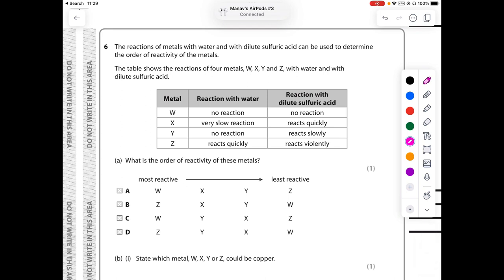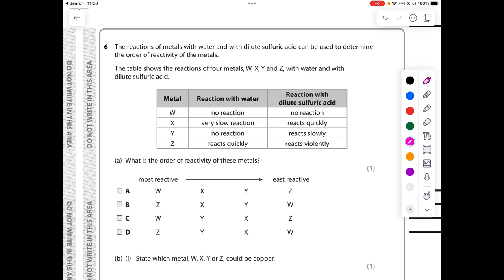Question number 6. The reactions of metals with water and with dilute sulfuric acid can be used to determine the order of reactivity of the metals. The table shows the reactions of four metals, W, X, Y, and Z with water and with dilute sulfuric acid. What is the order of the reactivity of these metals?